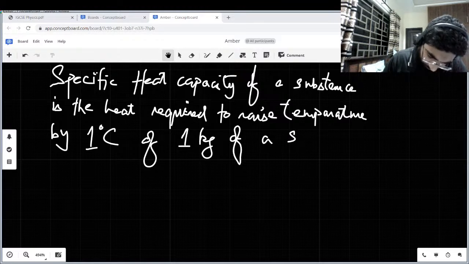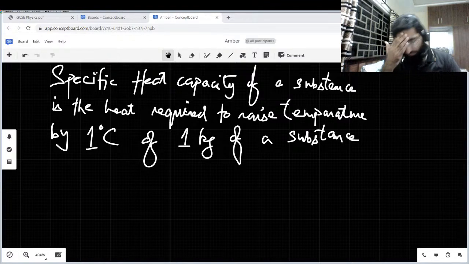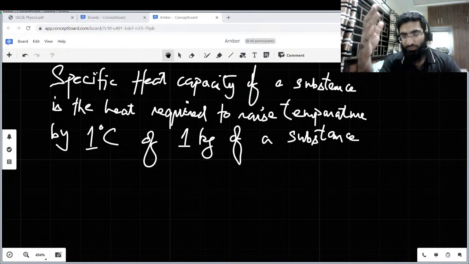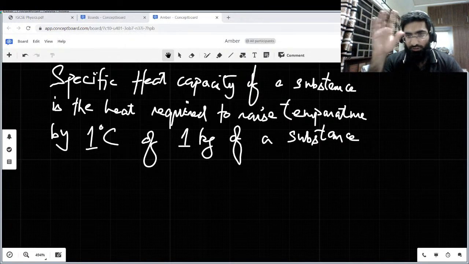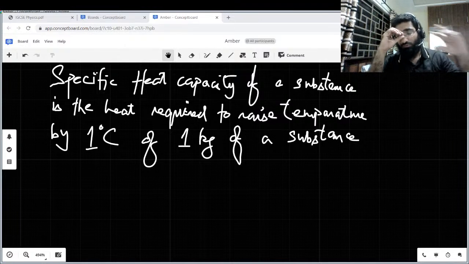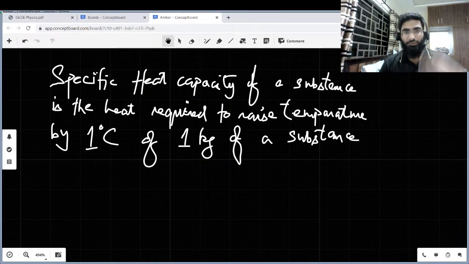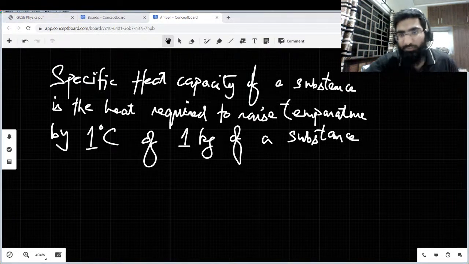Alright. So if you've got 1 kg of iron, it would require a different amount of heat to raise its temperature by 1 degree centigrade. If you've got 1 kg of water, 1 kg of mercury, 1 kg of gold, 1 kg of hydrogen, for any given substance, for 1 kg of its mass, the amount of heat which is required to raise the temperature by 1 degree centigrade. Current temperature is 5, you want to raise it to 6, then from 6 to 7 or whatever. So that is called specific heat capacity.